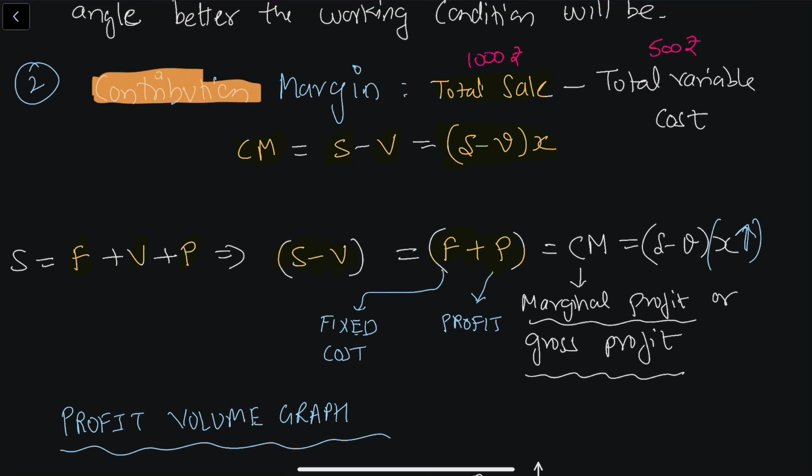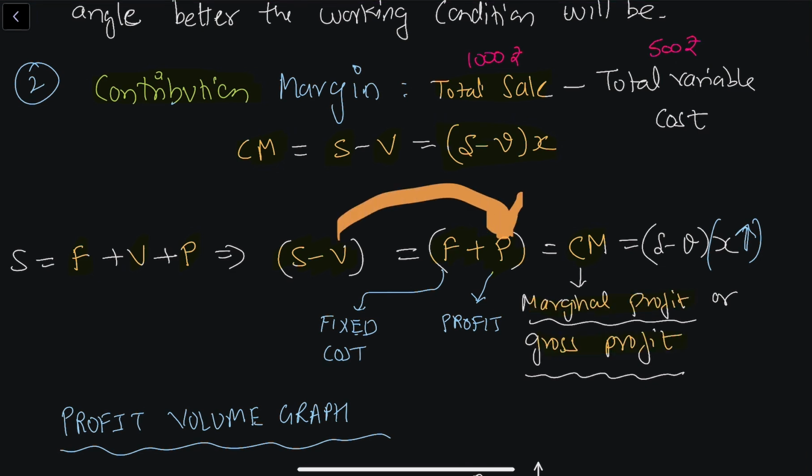The higher the contribution, the higher the amount I'm paying toward my fixed cost and my profit. That's the whole idea of the contribution margin, which can also be called marginal profit or gross profit, because it has the profit term along with the fixed cost. The higher the number of units you sell, the higher your contribution margin and gross profit, because indirectly you are contributing to the profit and to the fixed cost of the product.